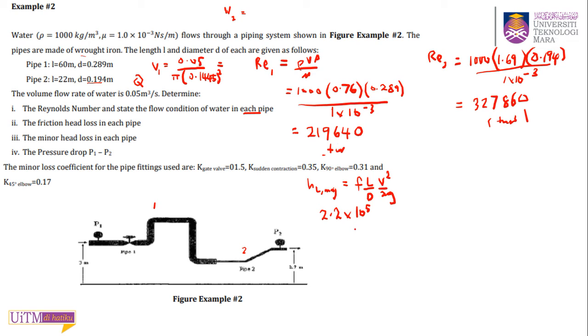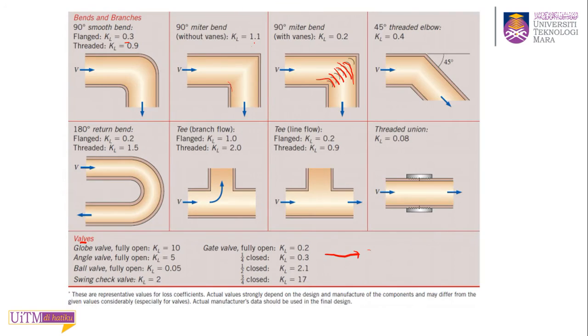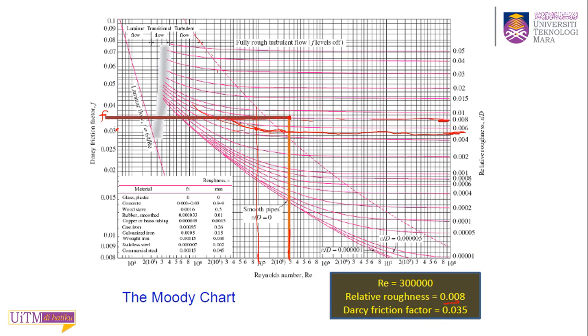You need to find your relative roughness. They gave you the material for this part, which is wrought iron. Okay, you can find it from your Moody chart. Find your material. Wrought iron is this one. Wrought iron is 0.04 what?